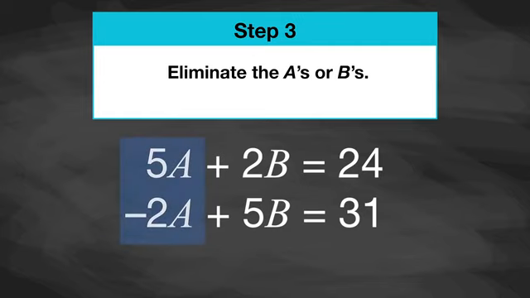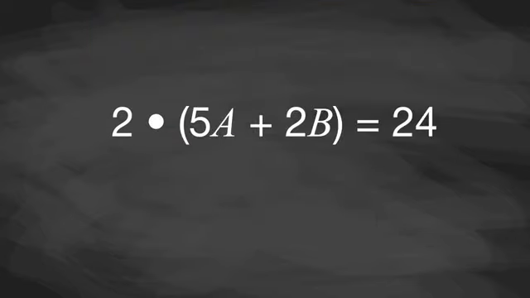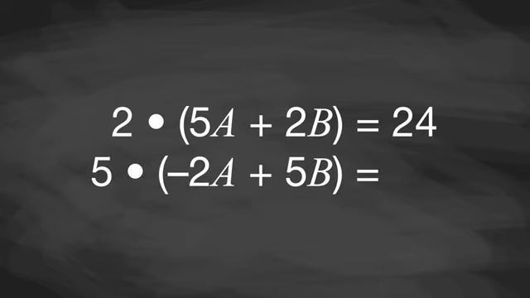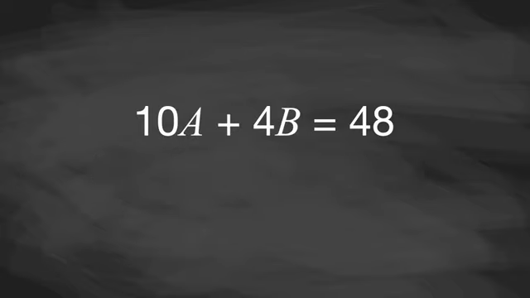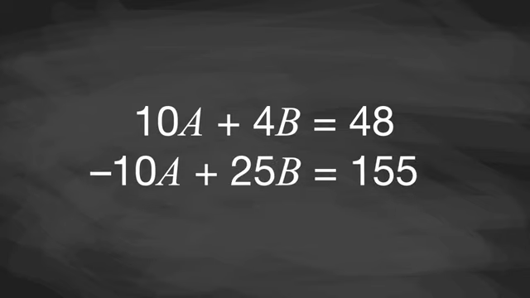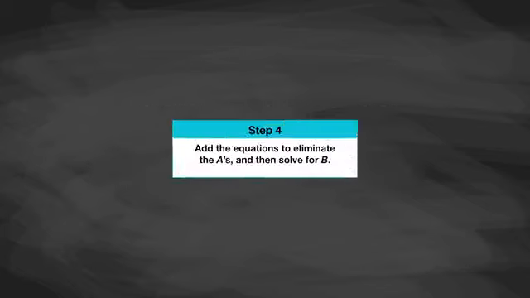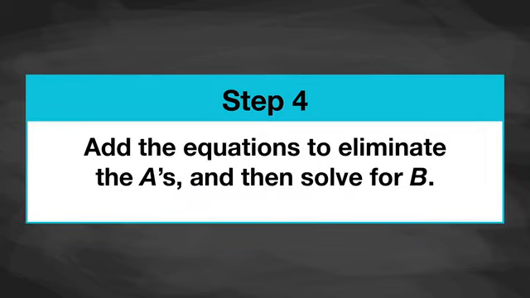Eliminating the a's looks slightly easier because one a coefficient is positive and the other is negative. Multiply the first equation by 2 and multiply the second equation by 5. Simplify. We now have 10a + 4b = 48, and -10a + 25b = 155. Now, adding the equations eliminates the a's, so we can solve for b.